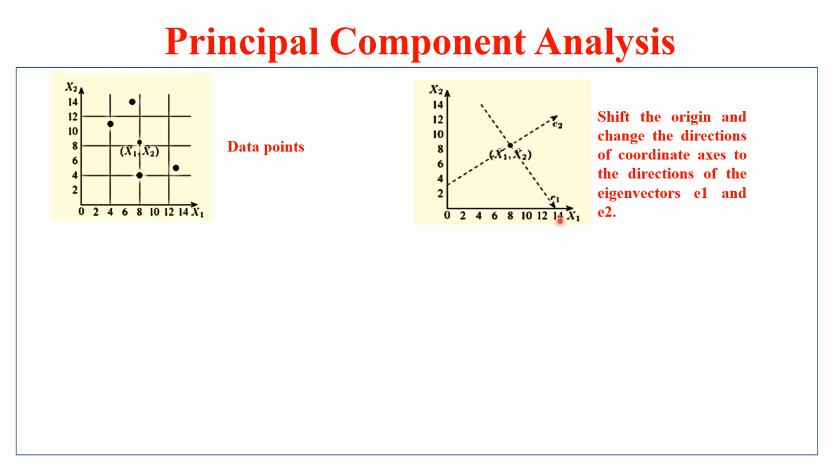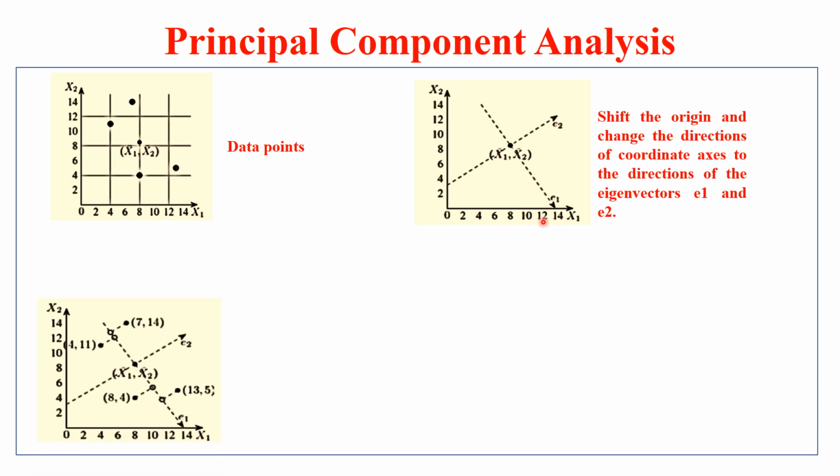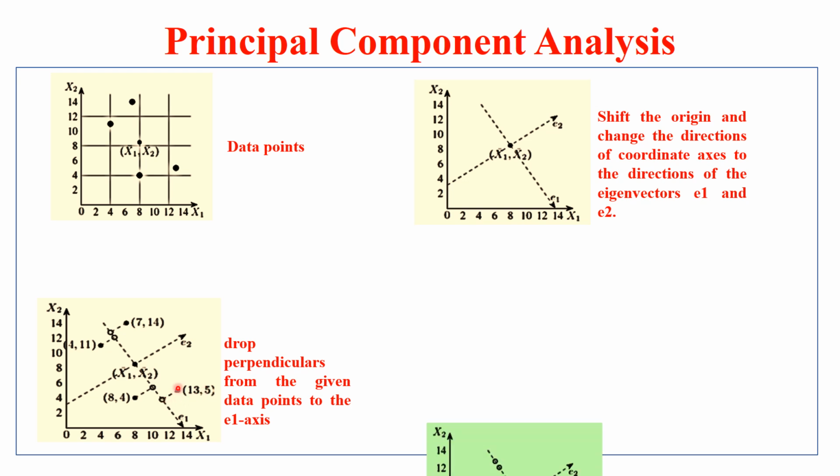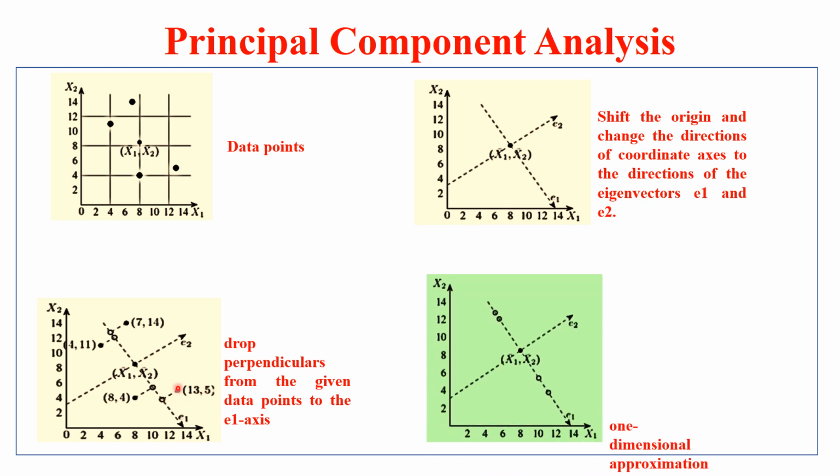E1 is the eigenvector of the corresponding eigenvalue lambda 1. And in this picture, we are dropping the perpendiculars from the given data points 4, 11, 8, 4, 7, 14, 13, 5 to the E1 axis. In this picture, as you could see, we have reduced the dimension. This is the one-dimensional approximation of the data set. We have transformed the data values.